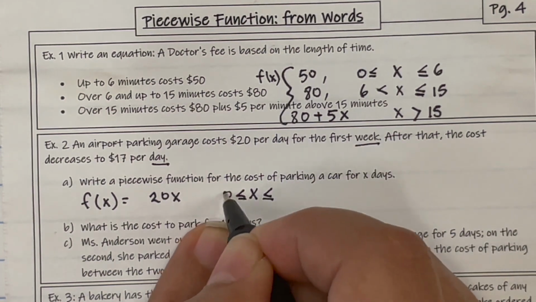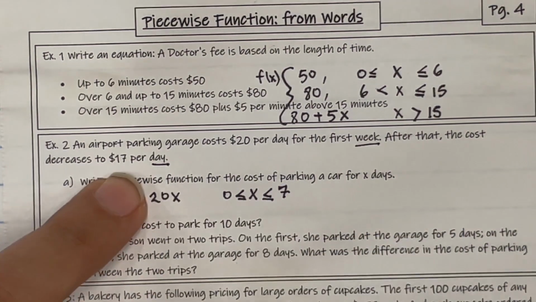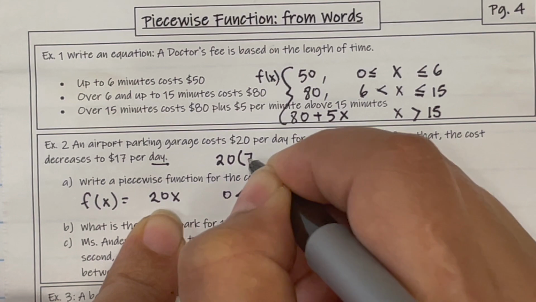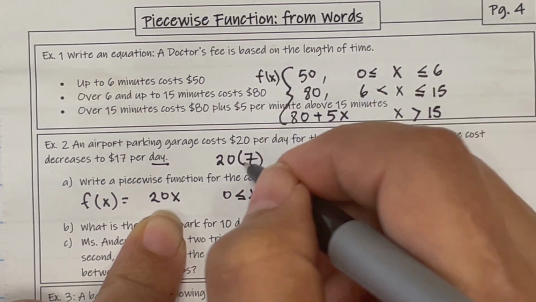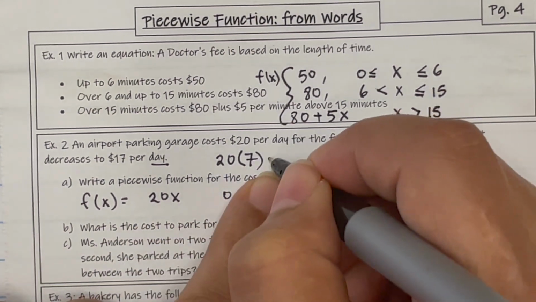Now this has week and day, so we're going to make it all days. So for the first 7 days, 0 to 7, because again, you can't have negative time, inclusive. And then it decreases to $17. So when you're writing the second equation, you have to take into account the first equation. So for the first 7 days, it is $20. So you write that down, $20 times 7, the first 7 days. Then it goes down to 17.